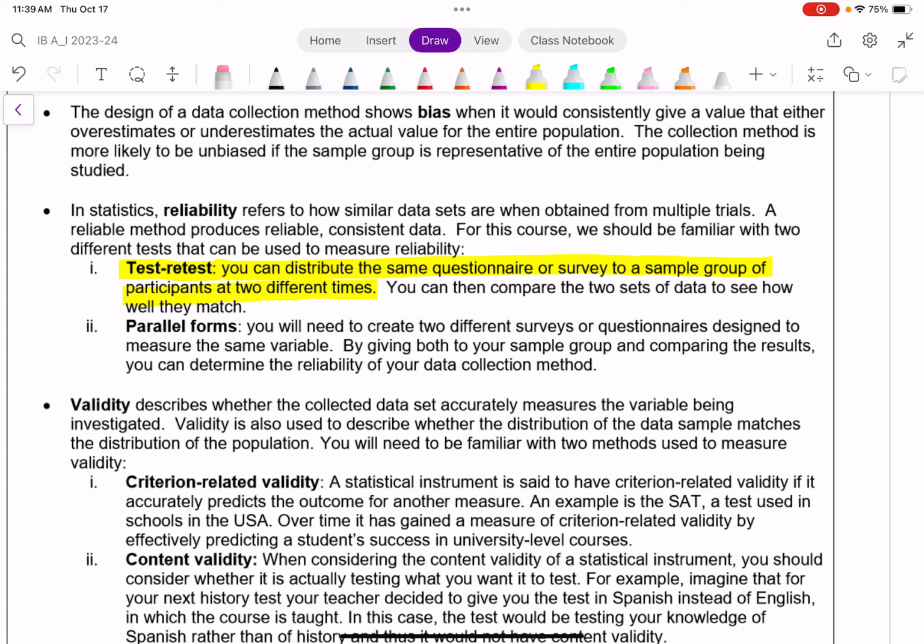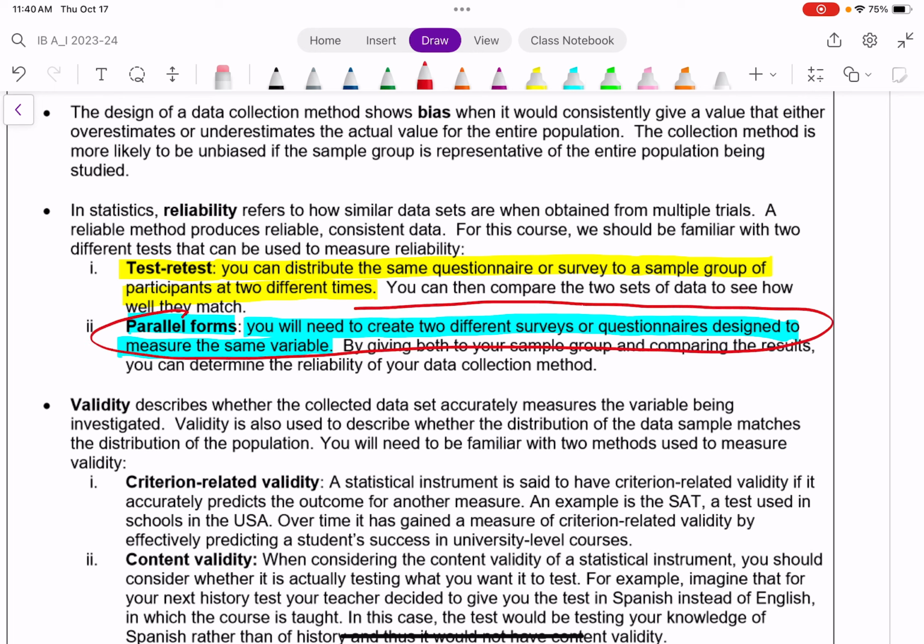Another option, what we call parallel forms, is where you create 2 different surveys, but they're designed to gather the same information, but they're worded or set up in a way that it's not exactly the same. Maybe the questions are slightly different, but ideally for this, if we give the same people the same 2 surveys, we should get similar results, regardless of how the surveys were worded. And so giving 2 different versions of the same survey is what we call a parallel form.